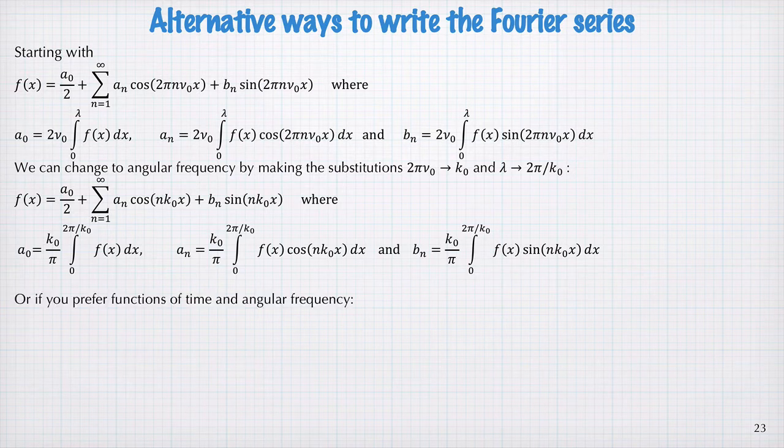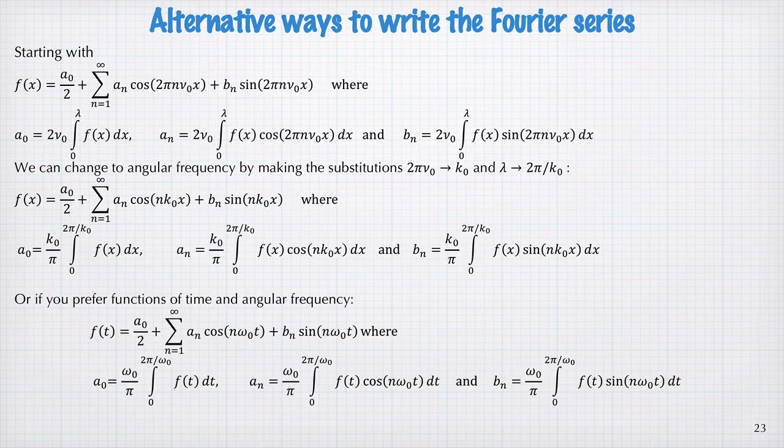If you prefer functions of time and angular frequency, it would look like this. Now the role of omega here is exactly the same as the role of k. So omega here is the angular frequency in time. k is the angular frequency in space. So if you have some function of space, this is its frequency in angular units. You have some function of time, this is its angular frequency in time. So there's the Fourier series in angular units. Okay, what else can we do?